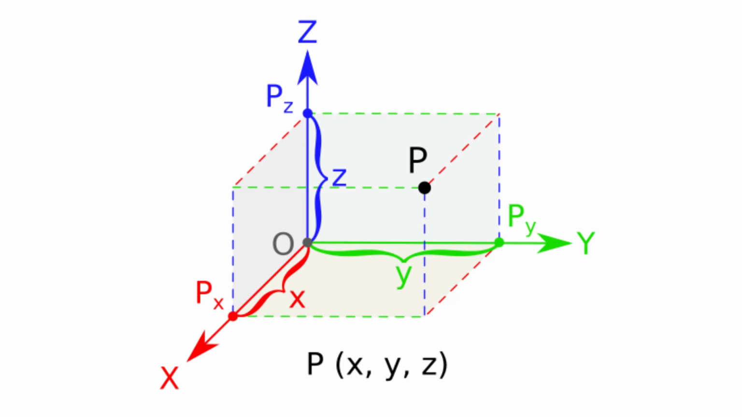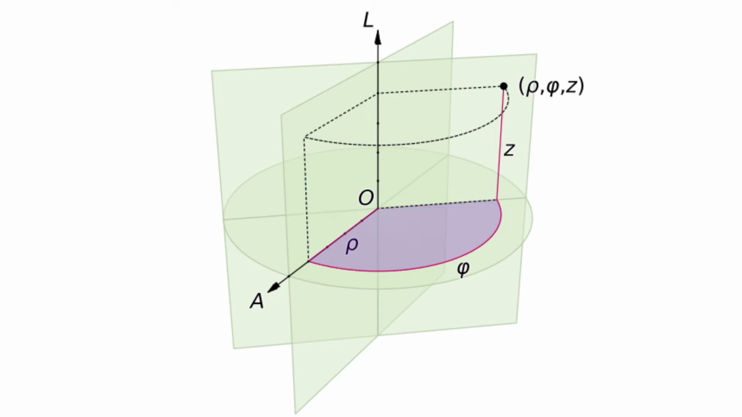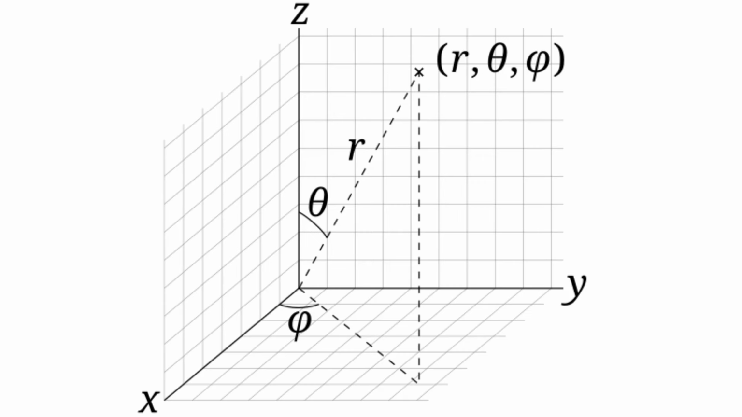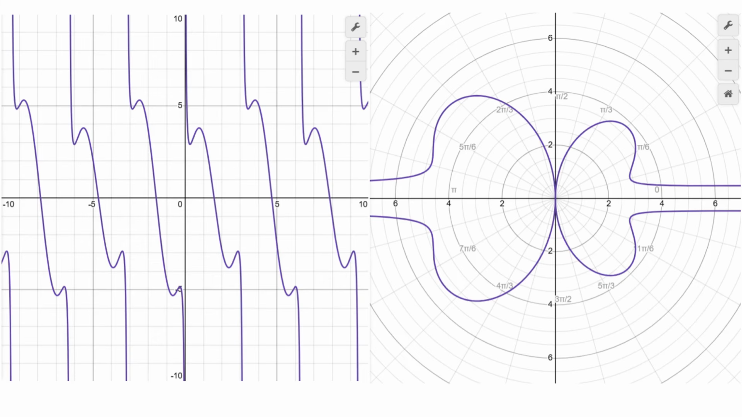Instead of having 3 lengths, x, y, and z, to describe points, we can use cylindrical coordinates to describe position with 2 lengths, rho, the radius, and z, the height, along with the angle phi, or spherical coordinates, which have 1 length, or the radius, and 2 angles, theta and phi, to describe points in 3D. Well, that's it for polar coordinates.